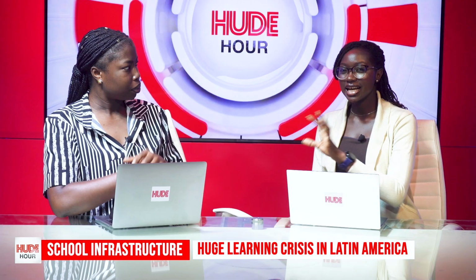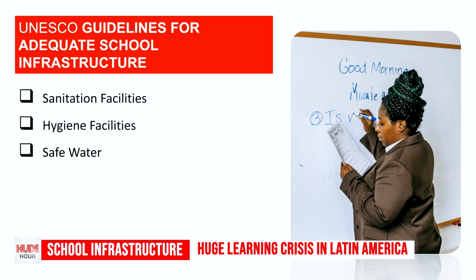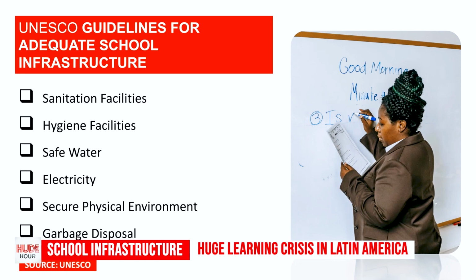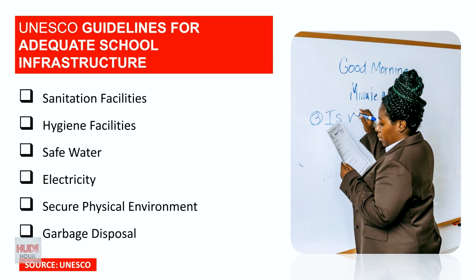Basically, now on the screen just before now were the UNICEF guidelines for adequate school infrastructure. You see sanitation facilities, hygiene facilities, safe water, electricity, secure physical environment, and garbage disposal. But then, just from the story you gave, ventilation is key. Yes. Imagine a girl, and I think this story was particularly about the Dominican Republic. Yeah, so it's part of Latin America.